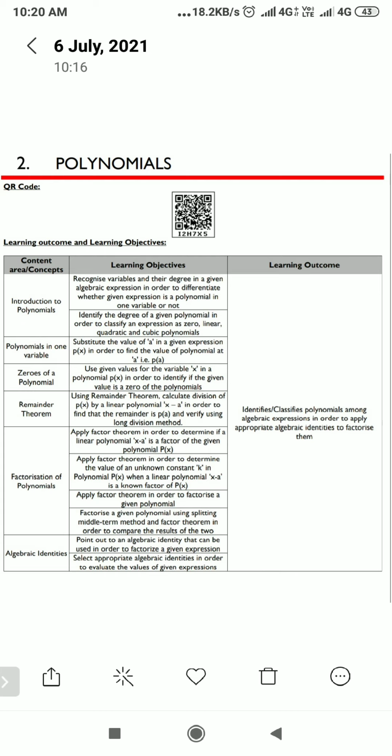So these are the topics that we are going to study in this chapter. Basically, you are going to study the remainder theorem, factor theorem, and algebraic identities. So let's see some of the key points.